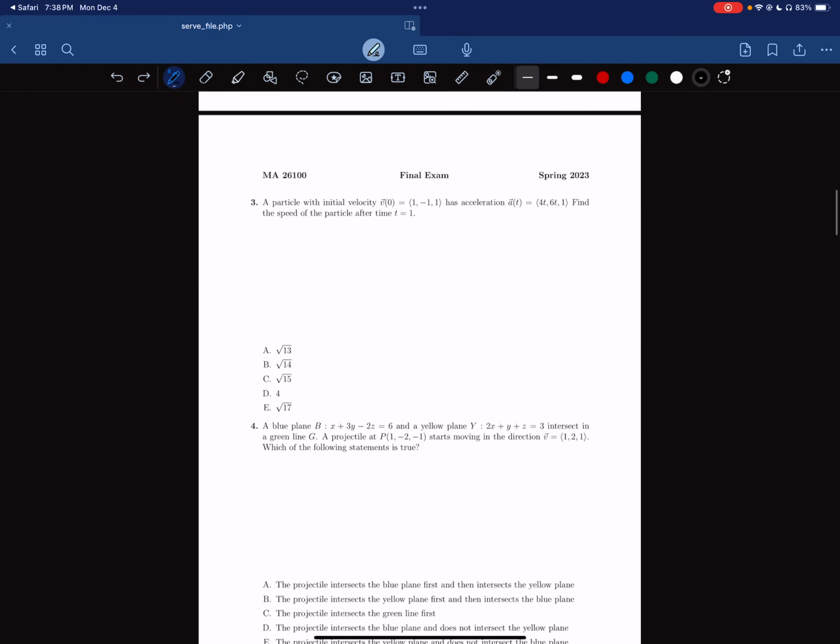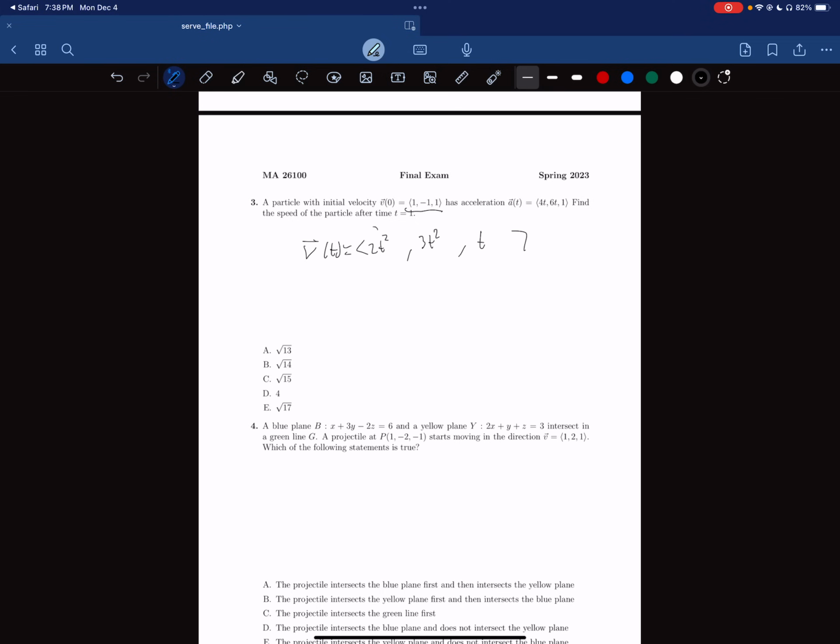Number 3, a particle with initial velocity v of 0 equals 1, negative 1, 1 has acceleration a of t equals 4t, 6, 1. Find the speed of the particle after time t equals 1. Okay, so given acceleration, we can pretty easily integrate that to find velocity. So v vector of t is going to be equal to 2t squared, I'm going to leave a space here because we need to do some initial value stuff later, 3t squared, again leave a space, t. So when we plug 0 into t here, we want the vector to be 1, negative 1, 1.